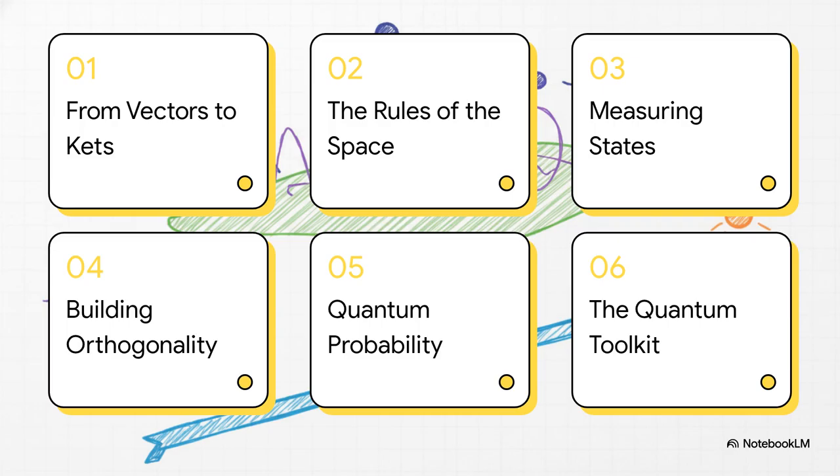Okay, so here's our game plan. We're going to start with something familiar, moving from vectors to kets. Then we'll lay down the rules of the space. After that, we'll see how we actually start measuring states. We'll use that to start building with orthogonality, which leads us right into quantum probability. And finally, we'll put it all together in our quantum toolkit.